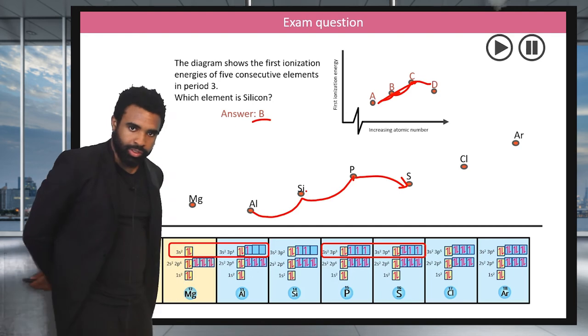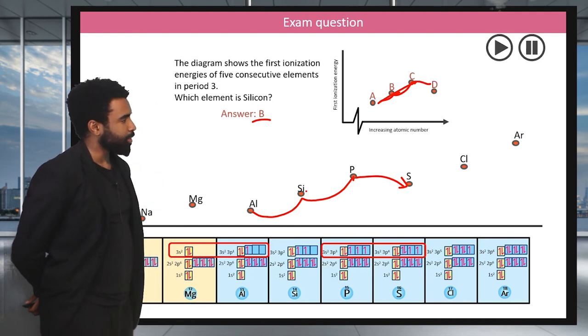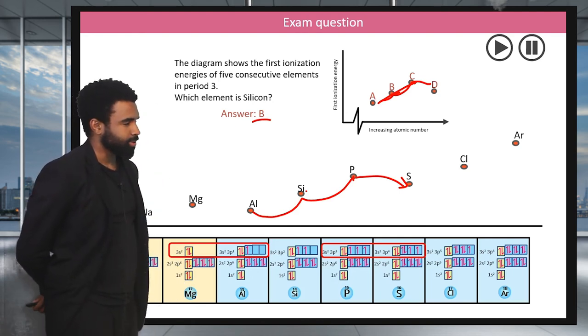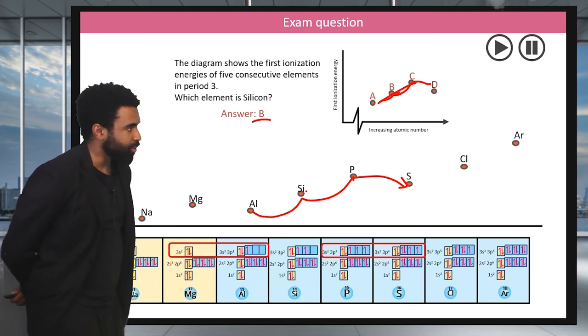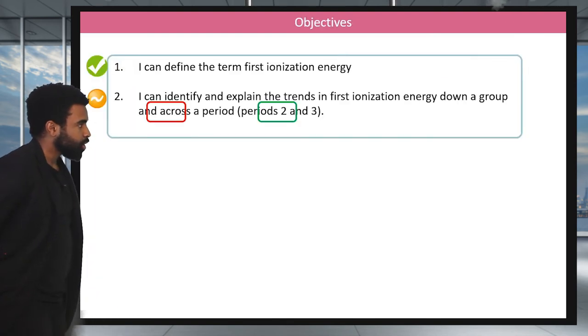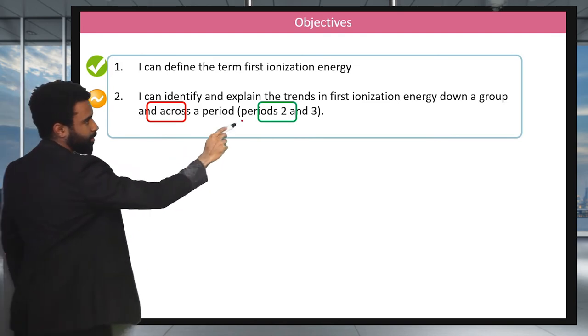It's a bit of a tricky question, but I've seen a question like this before in the exam. So if you don't get it, maybe post a comment and I will try to address that. Okay, so now that's done. We understand the period trend.